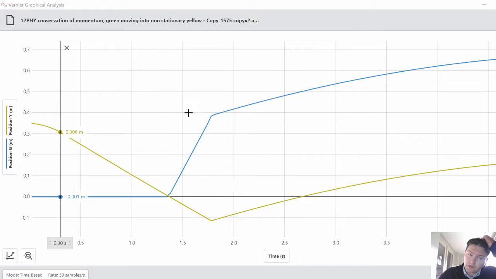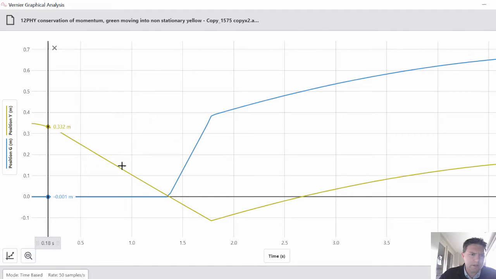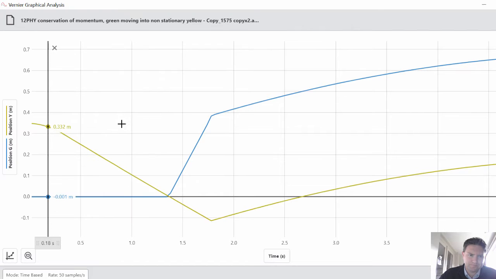So this is the linear graphical analysis file that you will have access to just below. I just want to quickly go through what's happening. You see there's a yellow line. The yellow line says position of the yellow cart, and then the blue line says position of the green cart. If you click on this, you'll see there's dataset 1, 2, 3, and 4. The experiments that worked well were dataset 2 and 4. We're talking about dataset 2 only at this point.